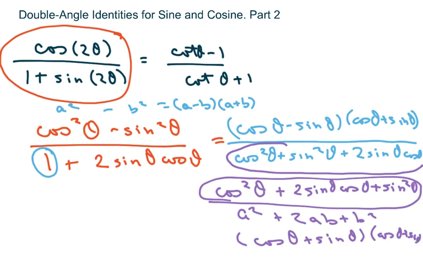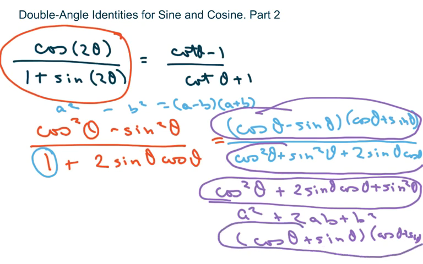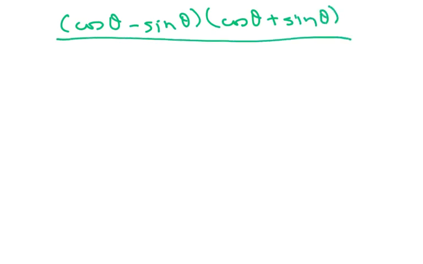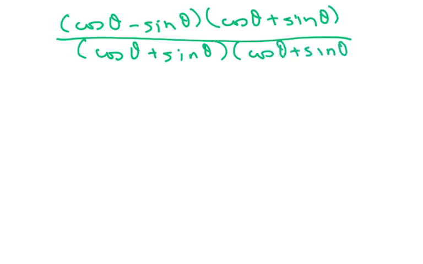So basically, I'll write it on the next page. But we're going to have, this is our numerator, and this is going to be our denominator. And I'm going to write it again on the next page. So we have cosine theta minus sine of theta times cosine of theta plus sine of theta, all over cosine of theta plus sine of theta times cosine of theta plus sine of theta.